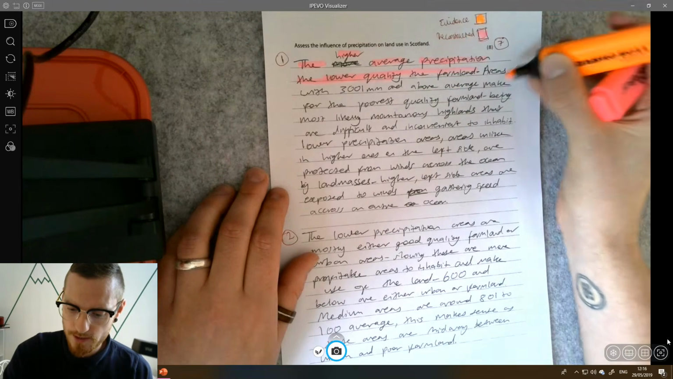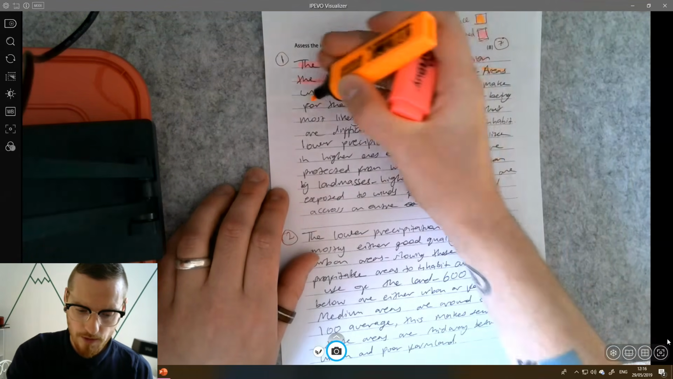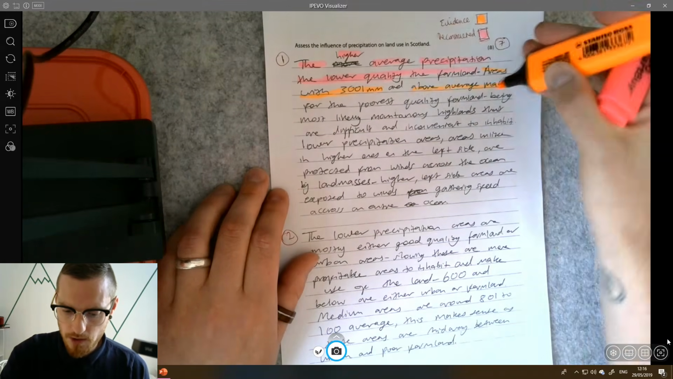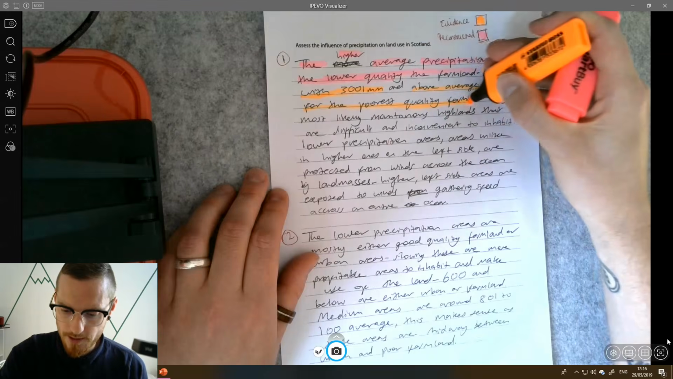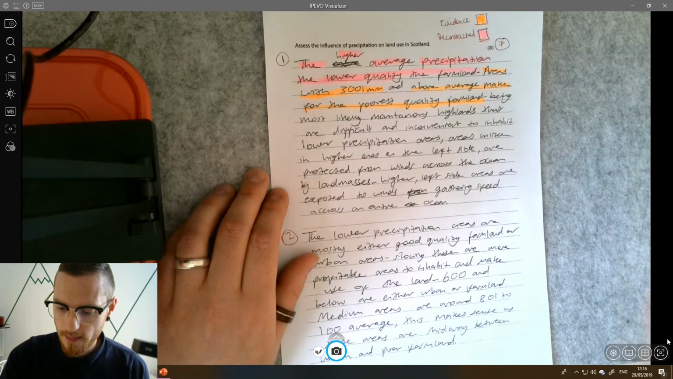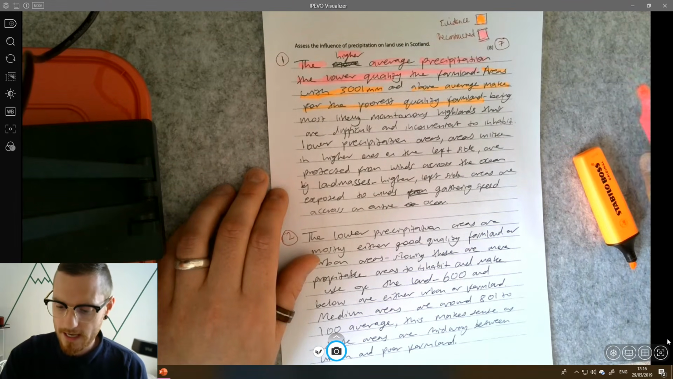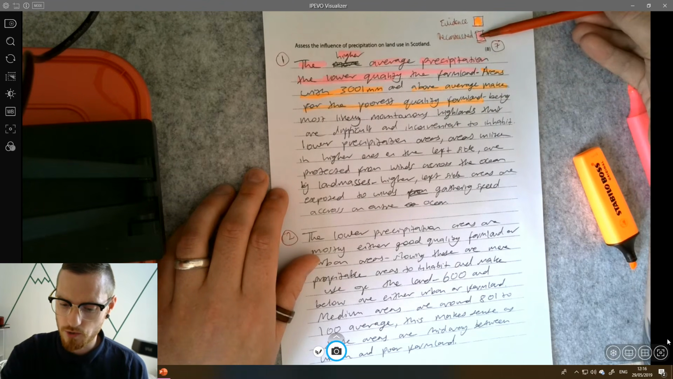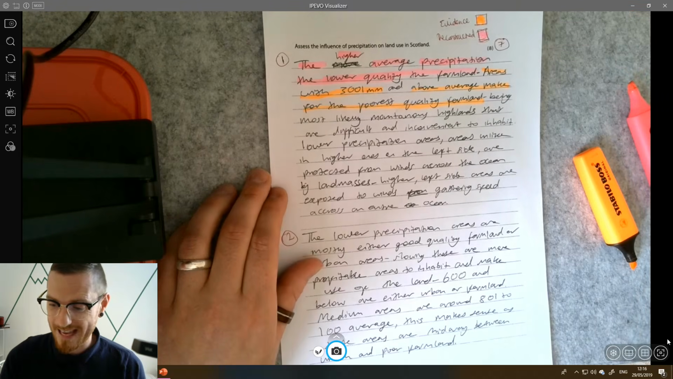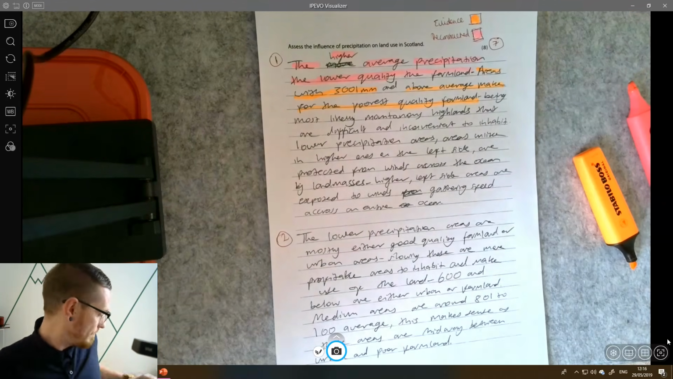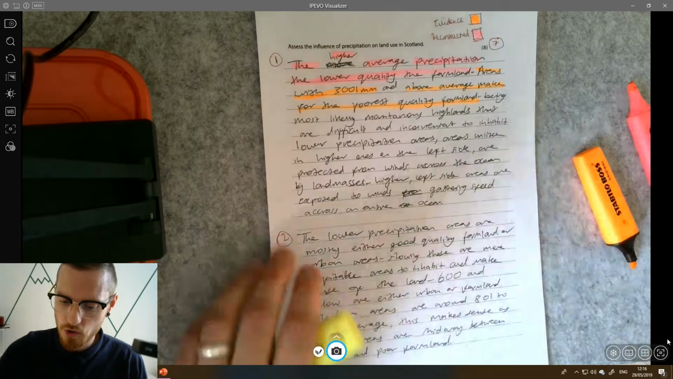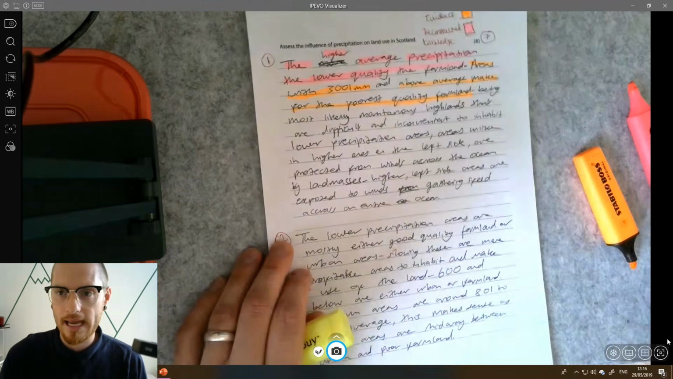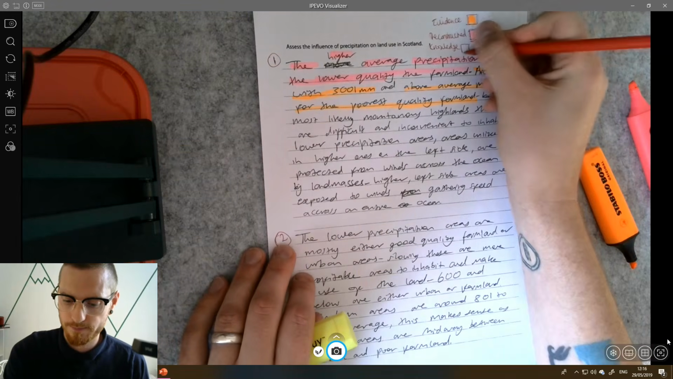Areas with 3001 millimeters. This is evidence from the resource. This is your PEEL. And above average make for the poorest quality farmland. So there we go. He or she, apologies, have made a point which is deconstructed from the resource and provided evidence. That's PE of PEEL. They're then going to go on to try to explain it using their subject knowledge. So this is the explain section of PEEL.